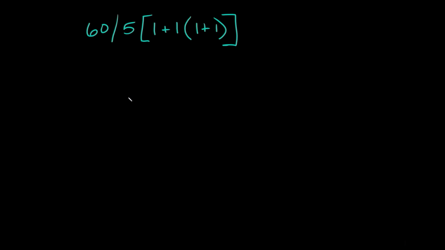So in this video, I'm going to teach you how to solve this kind of tricky problem regarding the order of operations, right? So PEMDAS, right? So here we have 60 divided by 5, and then in brackets, we have 1 plus 1, and then in parentheses, we have 1 plus 1. And then we close the brackets right here, okay?